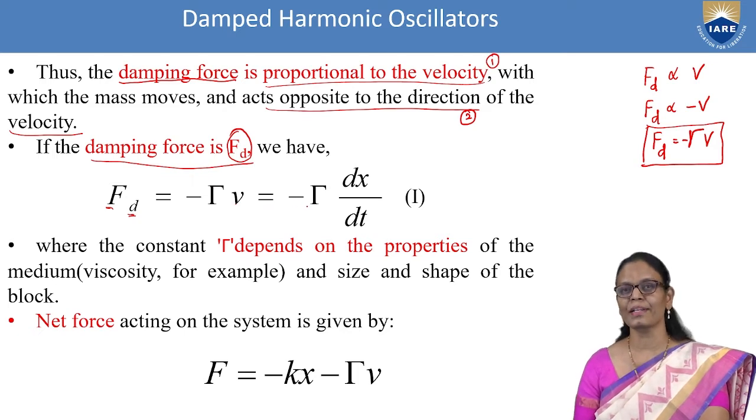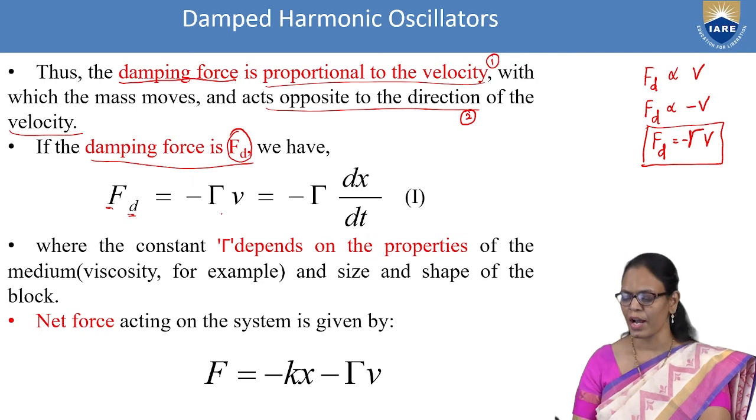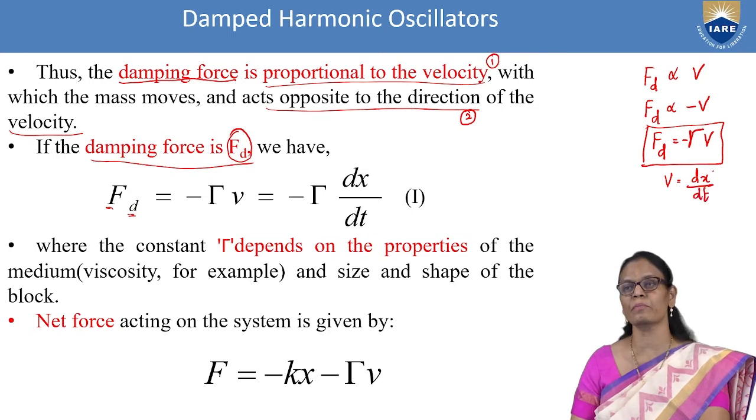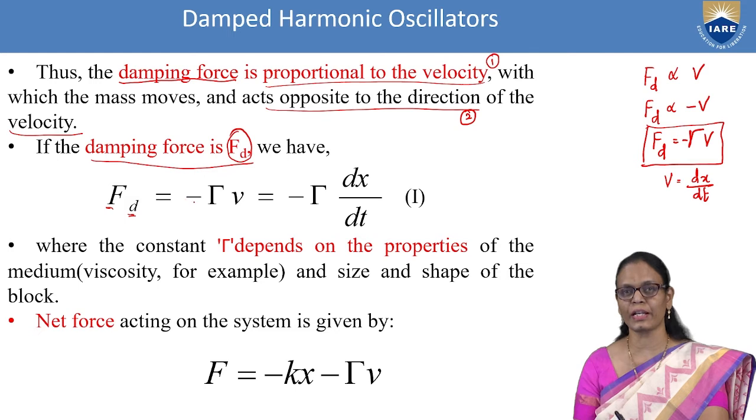This is equal to minus gamma. What is v here? v is the velocity. And we know velocity is nothing but the rate of change of displacement, which is denoted by dx by dt. So we are going to write for v here dx by dt. So let this be equation 1. So F_D is given by minus gamma dx by dt.